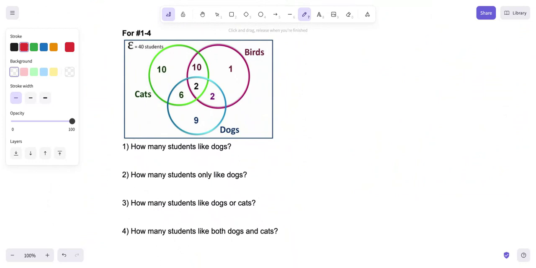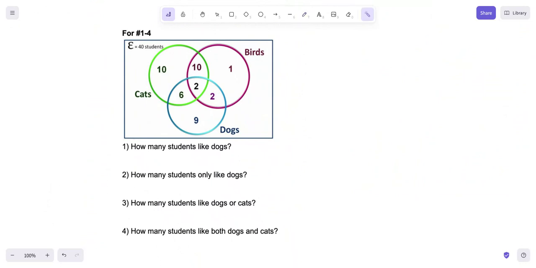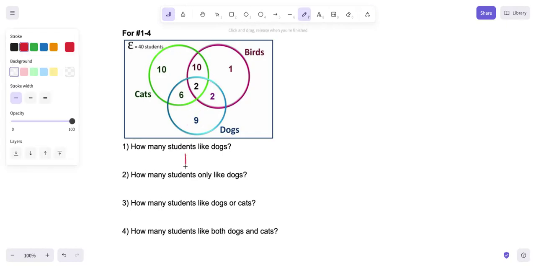All right, we have a triple Venn diagram here. Number 1, how many students like dogs? I don't see the word only, so that means it's just everyone in the dog circle. 6 plus 2 plus 2, that's going to be 10. Plus 9 is going to be 19.